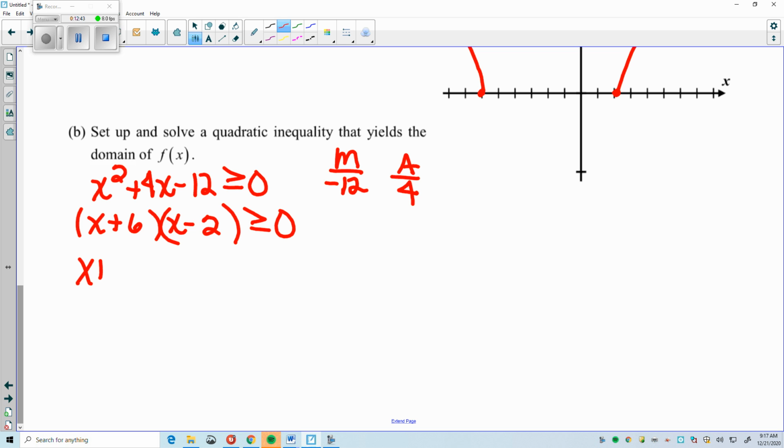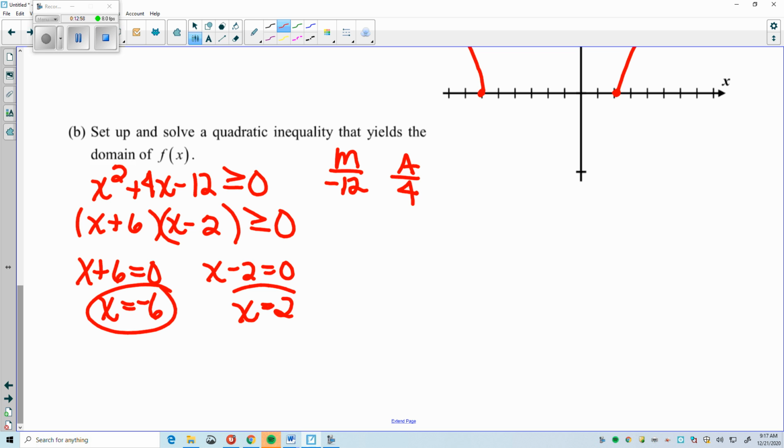So when we set each of these, and now watch what I'm doing here, I'm setting these each equal to 0. I know it says greater than or equal to. We're just going to set them equal to 0 because we're trying to find the actual zeros themselves. So here's 1 zero. Here's your other zero. That's not the solution. Those are the zeros. Notice what we had up above. I had a 0 at -6, and I had a 0 at 2. That's what we're trying to find.